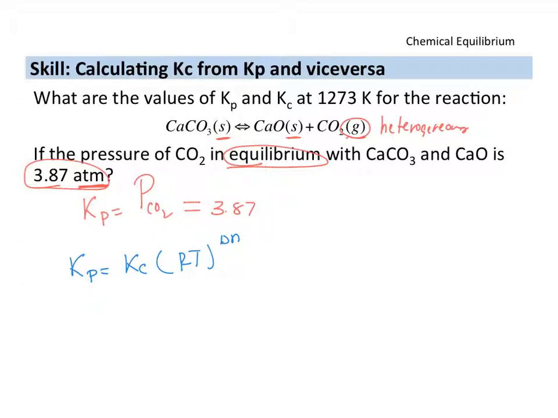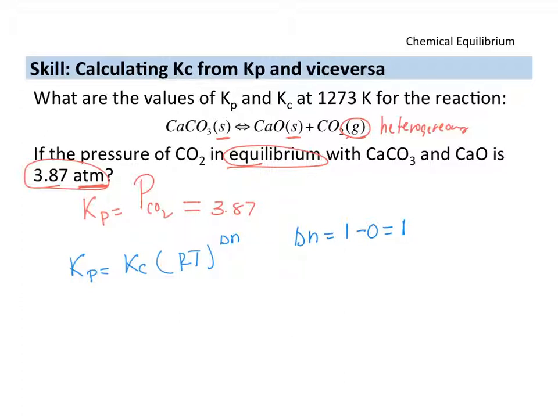We don't know yet if the Kp and Kc are the same. The only way to know is by looking at the chemical equation. If you see this chemical equation, we have different numbers of moles in the gaseous phase. On the reactant side, we don't have any gas at the beginning, and at the end we end up with 1 mole of carbon dioxide. This means that our Δn equals 1 minus 0, so Δn equals 1.